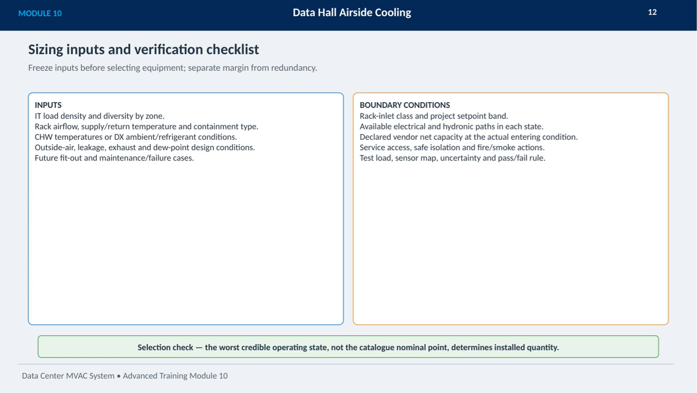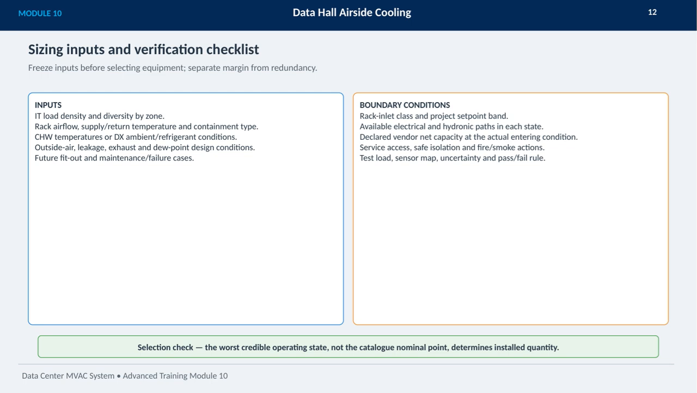Equipment vendor capacities must be declared based on actual entering conditions. Don't forget to factor in service access, safe isolation protocols, fire and smoke actions, test loads, sensor mapping, and the uncertainty that comes with these elements, all tied to clear pass or fail criteria.